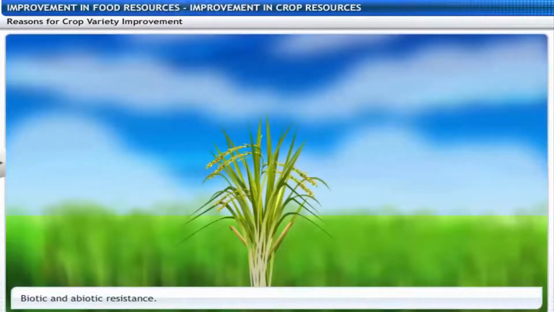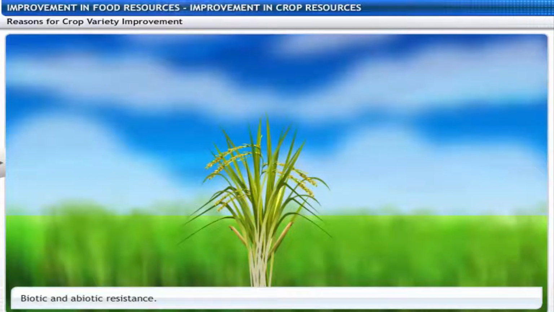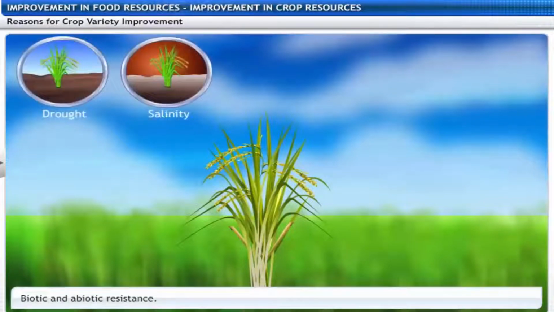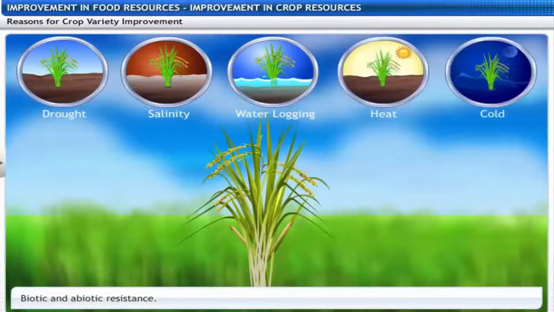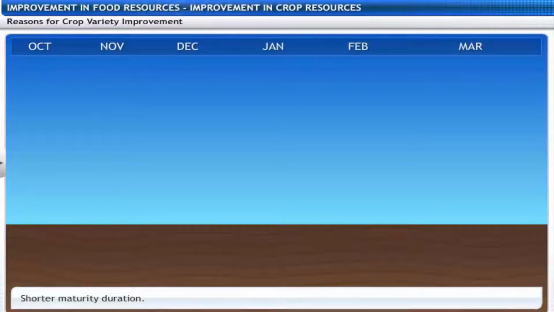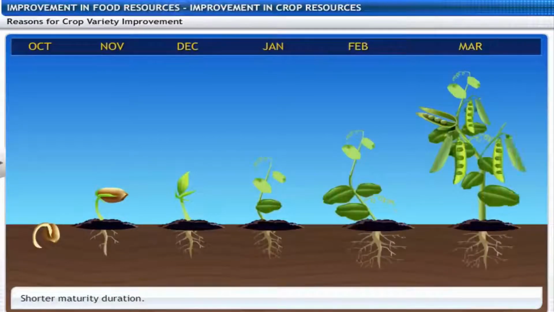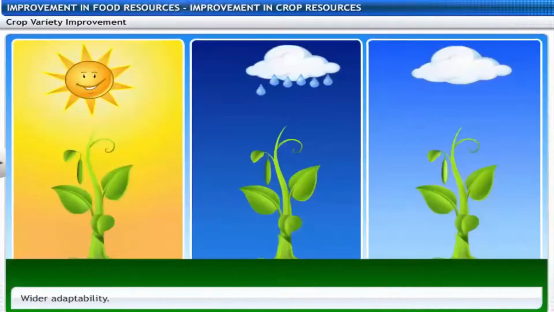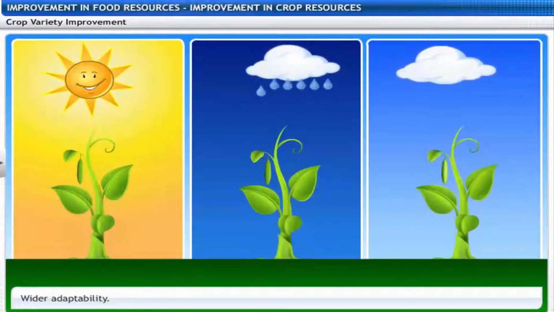A third reason is to develop crops resistant to biotic factors like bacteria and insects, and abiotic factors like drought, salinity, waterlogging, heat, and cold conditions. A fourth reason is to develop crops with a shorter duration from sowing to harvesting, as it is economical. A fifth reason is to develop plants with a greater adaptability to climatic conditions, so that multiple rounds of crops can be grown in a year.